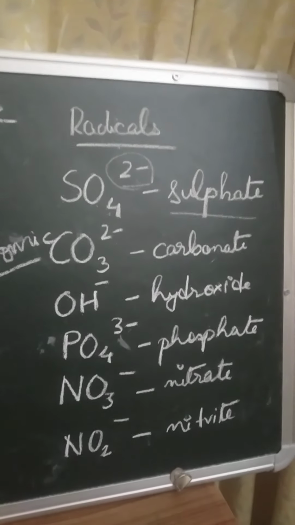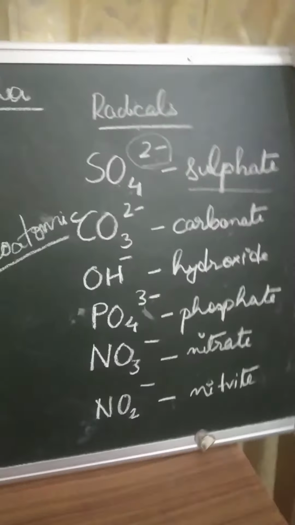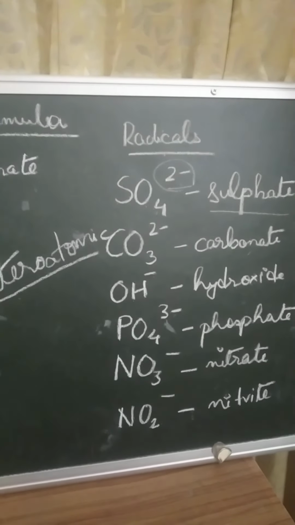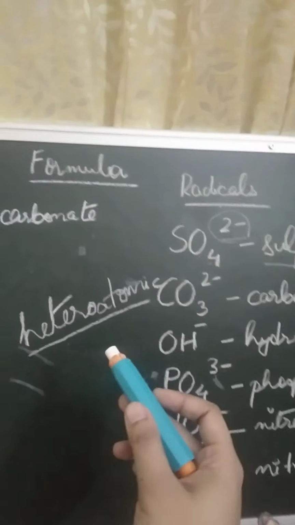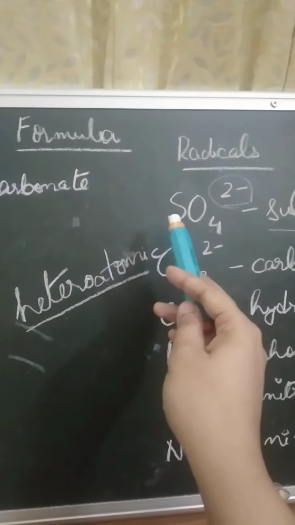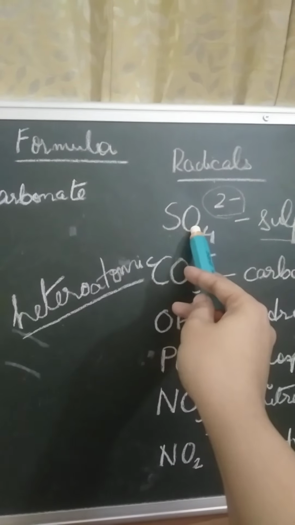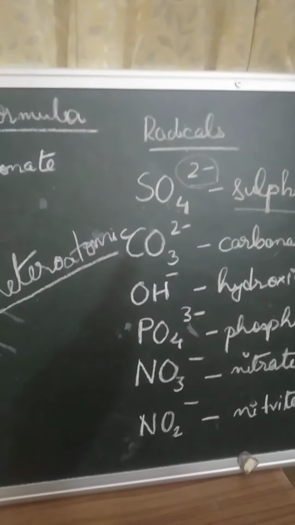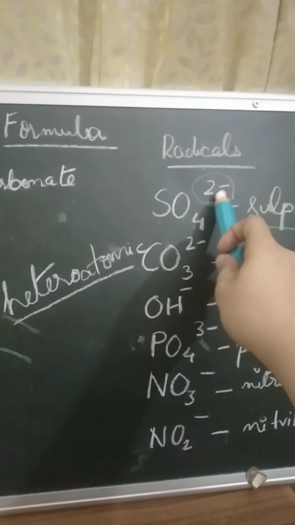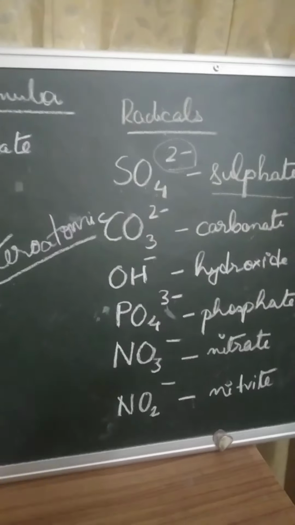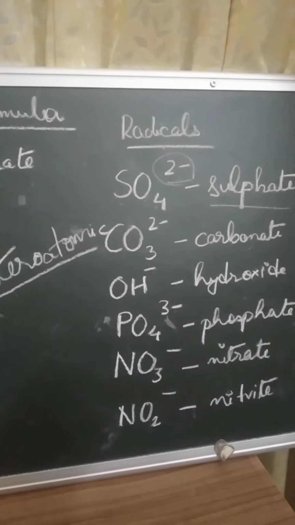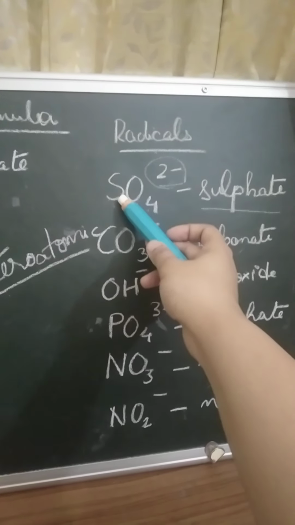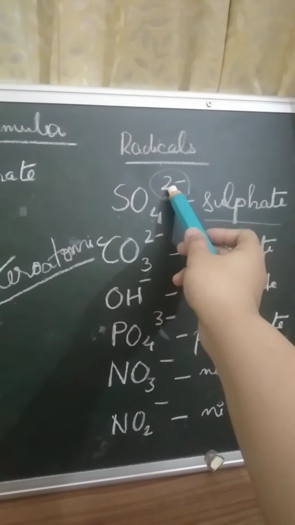So if they ask you to define radicals in your own way, in your own language, then what will you say? That radicals are heteroatomic species. Why the word heteroatomic? Because as you can see, they have two different atoms. One is sulfur, one is oxygen. They are heteroatomic species carrying a common charge. The charge may be positive, the charge may be negative, right? So sulfate is our first example where you can see a sulfur atom, an oxygen atom, and a common charge of how much?